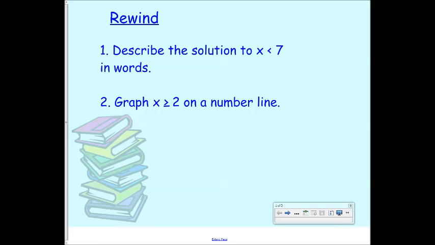All right, so when we did the rewind, number one says describe the solution to x is less than 7 in words. So how would we do that? How could we describe in words x is less than 7? I would say something like x is all the numbers smaller than 7.